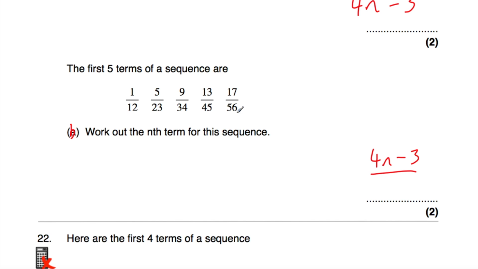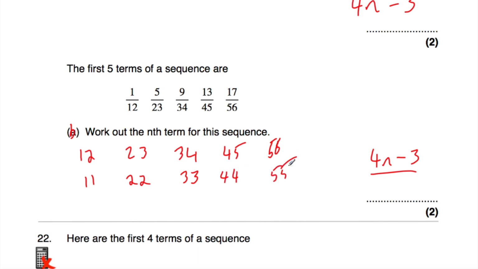Now let's find the nth term for the denominator. So 12, 23, 34, 45, and 56. Each time we're getting bigger by 11. So let's write down the numbers in the 11 times table. So 11, 22, 33, 44, and 55. And that's 11n, because 11 times 1 is 11, 11 times 2 is 22, and so on. But our sequence isn't 11, 22, 33, 44, 55. It's 12, 23, 34, 45, 56. It's one more than 11n. So it's going to be 11n plus 1.